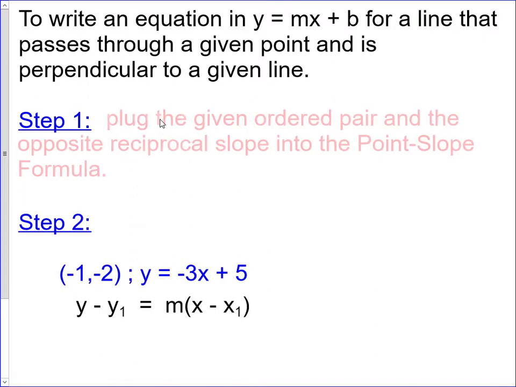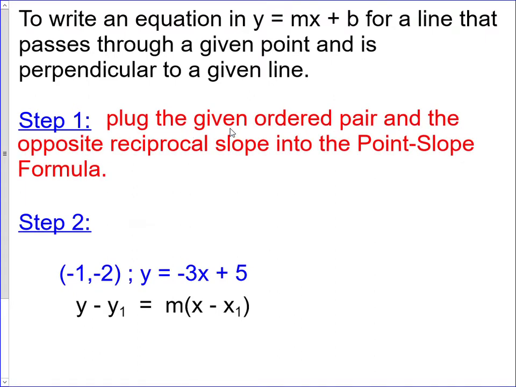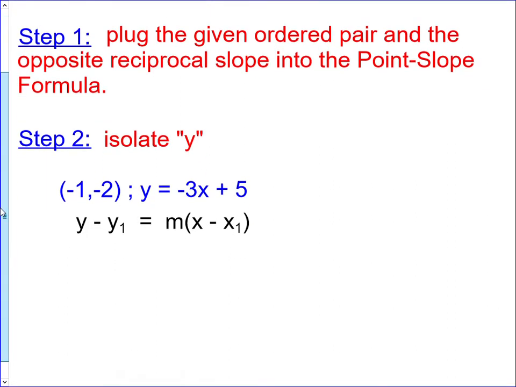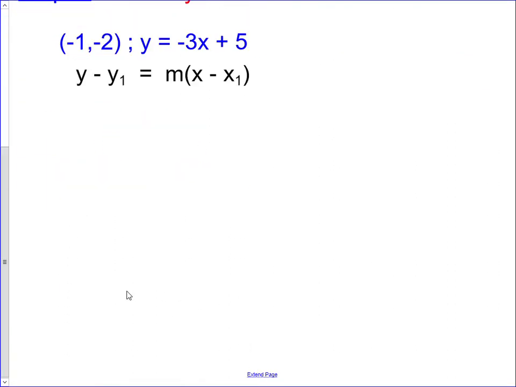Well, our first step is going to be to plug the given ordered pair and the opposite reciprocal slope into the point slope formula. Next, we will isolate y. So let's take a look at what this is going to look like for us.